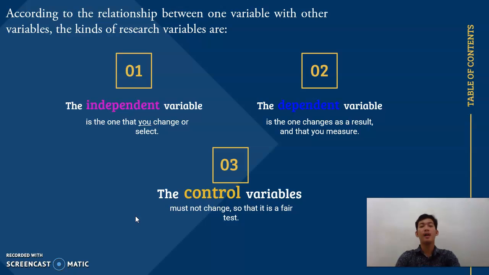Okay, next, according to the relationship between one variable with the other variables, there are kinds of the research variable. First, independent variables, and the second, dependent variables, and the third, the control variables. What is the independent variable? Independent variable is the one that you change or select. And then dependent variable is the one changed as a result and that you measure. And the last, control variable is the one that must not change, so that it is a fair test.